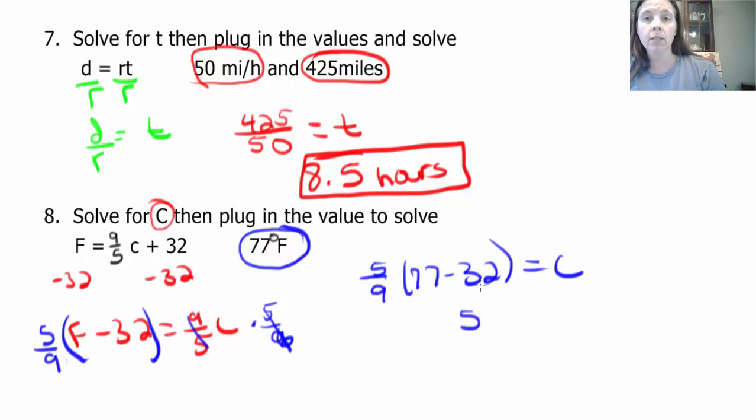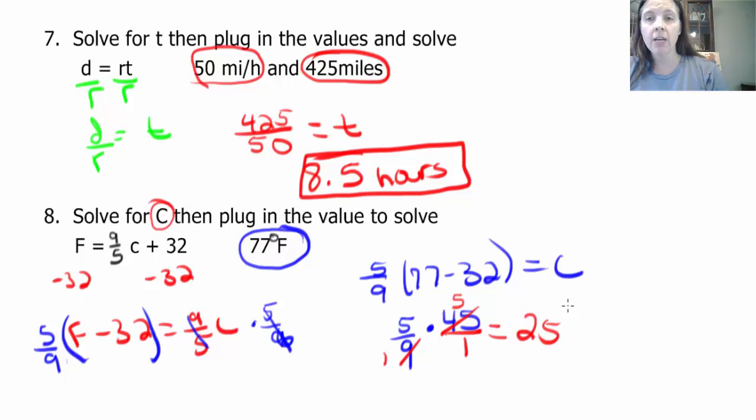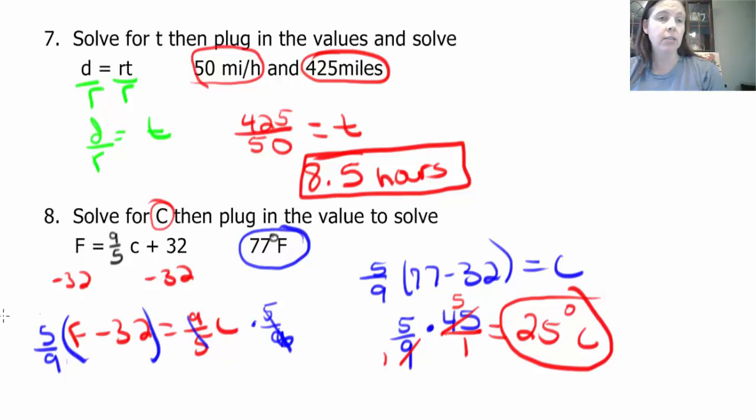So 77 minus 32 is 45, so 45 times 5/9. Yes, you can use your calculator. I don't have my calculator here, so we're just going to do it by hand. 1/5, so it should be 25 degrees Celsius. Don't forget to label 25 degrees Celsius. Okay, that is the last example.